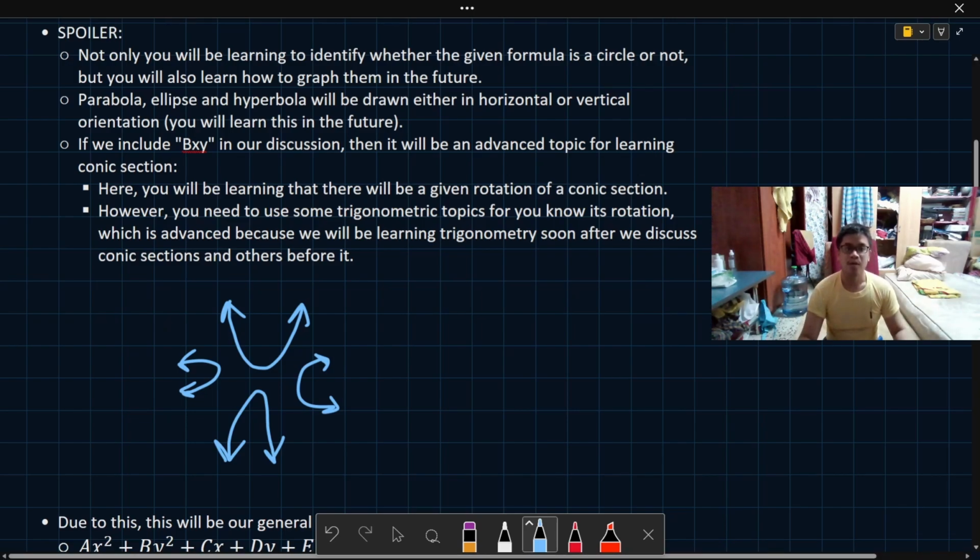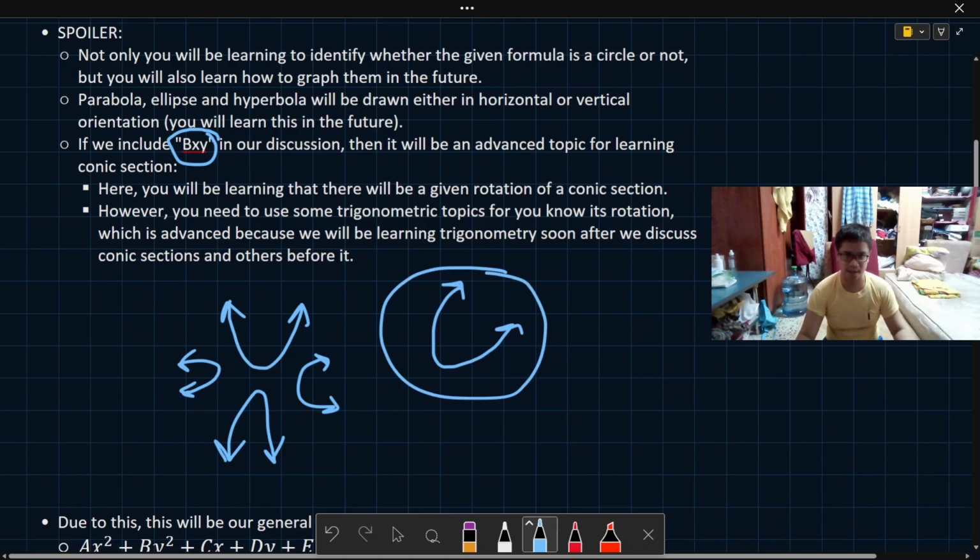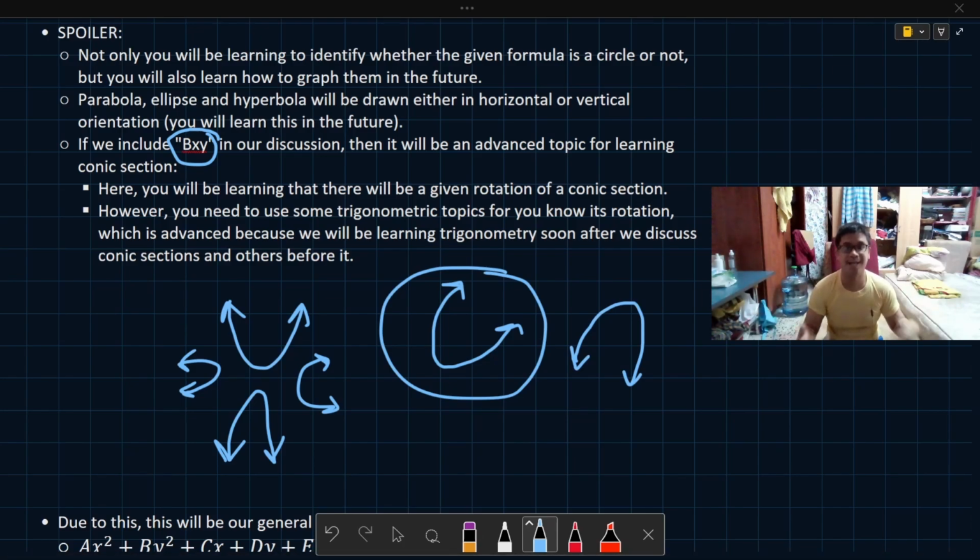But if you include bxy, there's a chance that your parabola would look like this, a diagonally oriented parabola. It would look like this, or maybe like this. As long as it's diagonally oriented, you get the idea. So what of it if it's diagonally oriented? In fact, it's interesting to know if the parabola is oriented that way. Am I right? Yes, it is interesting.